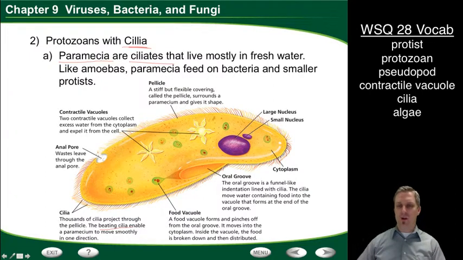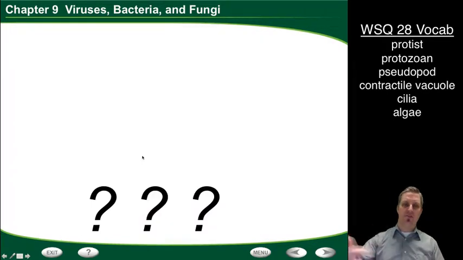Notice they're a little bit more complex in some of the structures. They do have contractile vacuoles. They do have a nucleus, and cytoplasm. They do have food vacuoles. They have an oral groove, which is just an indentation inside of the cilia, which allows food and water to be moved towards this oral groove where it can be absorbed into the body. And they have an anal pore, which is a place where waste can be removed from the organism. So we have protozoans with pseudopods, protozoans with cilia.